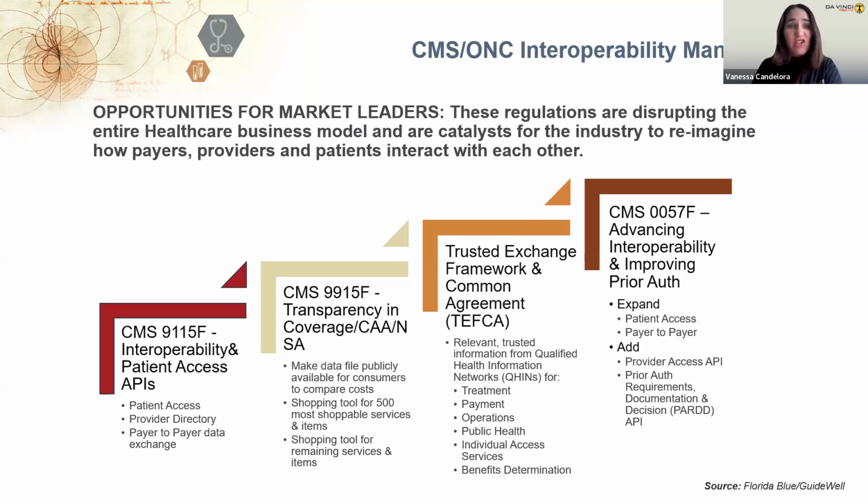Payers, providers, vendors for both of them, and patients interact with each other and really get interoperability and data flowing in a different way than we're used to seeing in healthcare. And we often make comparisons to the financial industry that went through a similar transformation decades ago now, and the airlines industry.